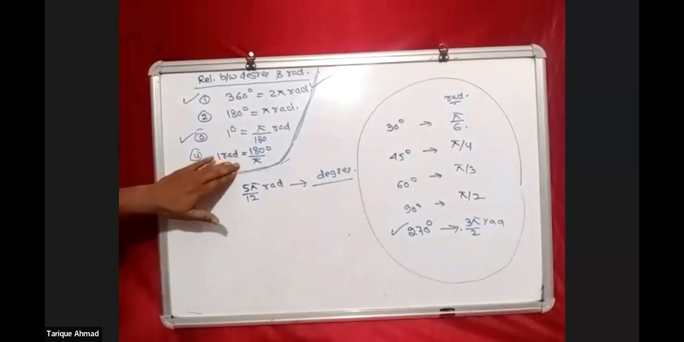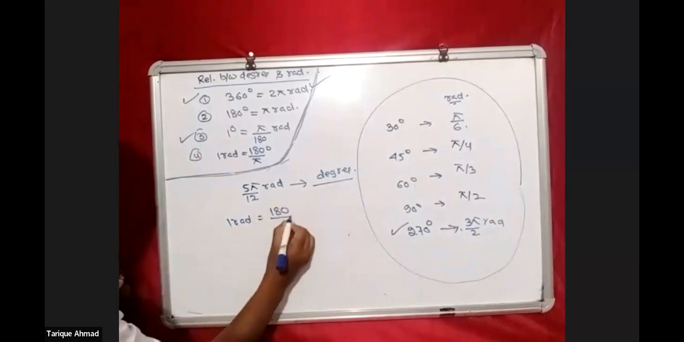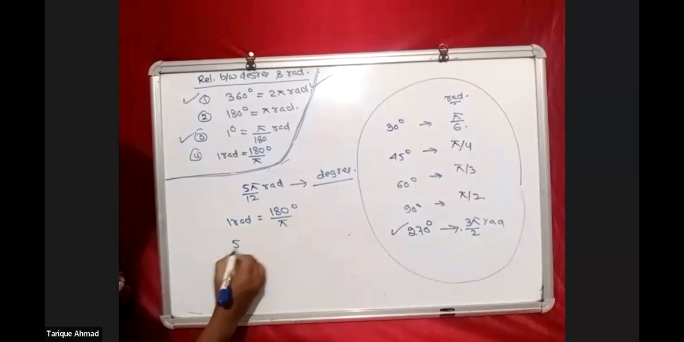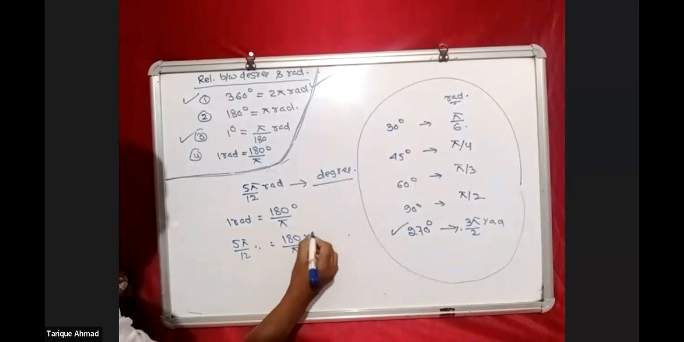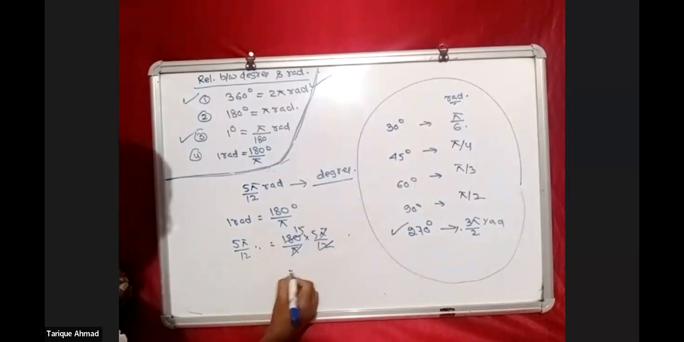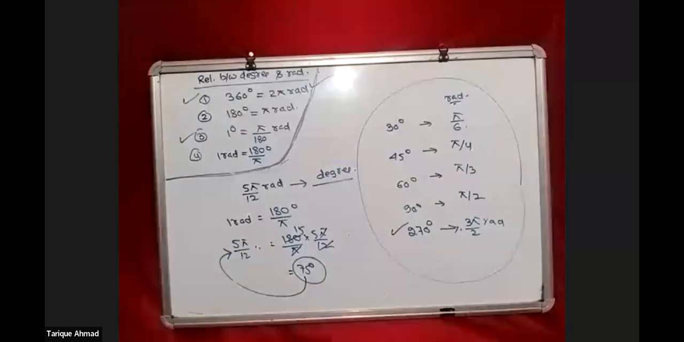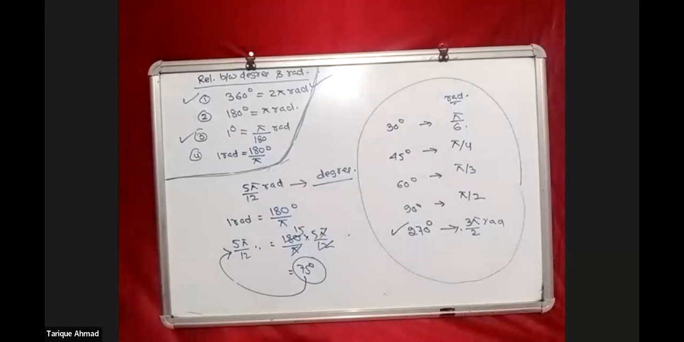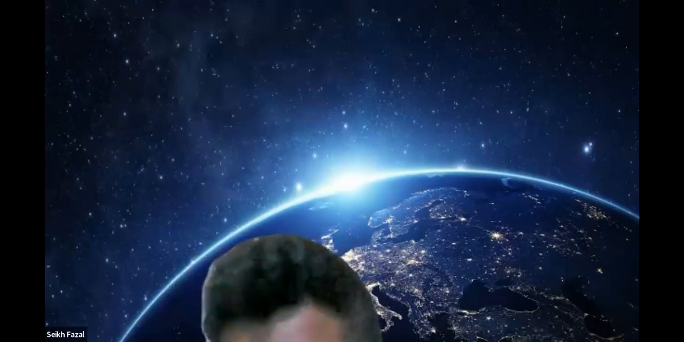So we can start from here. 1 radian equals 180 by pi degree. So 5 pi by 12 radian will be 180 by pi into 5 pi by 12. Cancel 12, 15. This is equal to 75 degree. So 75 degree in radian is called 5 pi by 12, or 5 pi by 12 in degree is called 75 degree. Getting? Yes, sir. Okay.